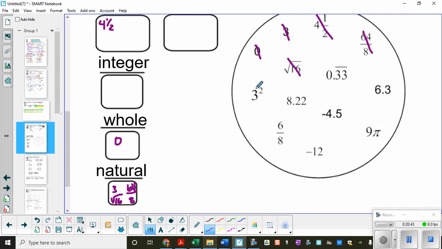All right, now we're doing 3 squared. Friendly reminder that that's not going to be a 6. This means to do 3 times 3. All right, so 3 times 3 is 9. I am running out of room, so I'm just going to list them off to the side right here. There's my 3 squared.